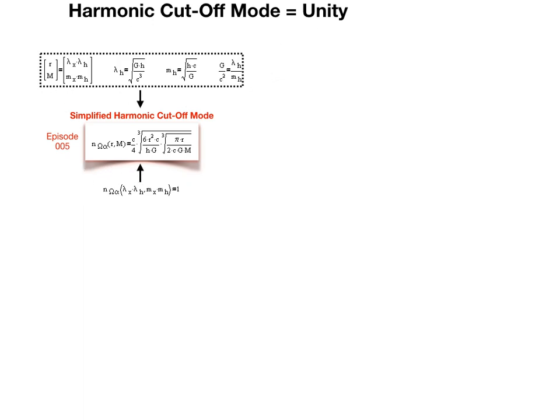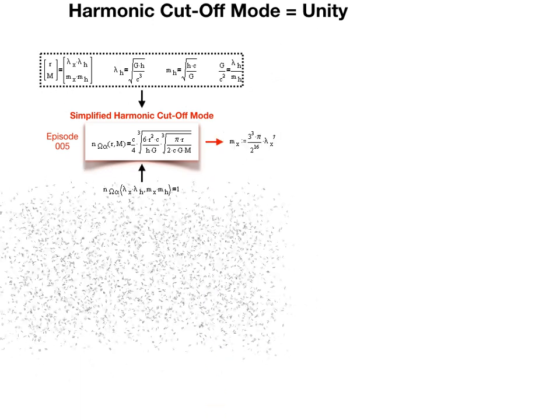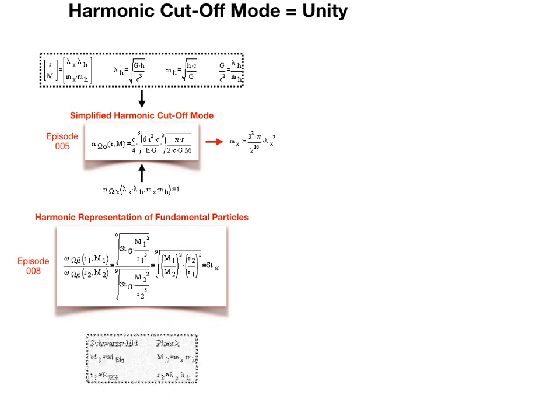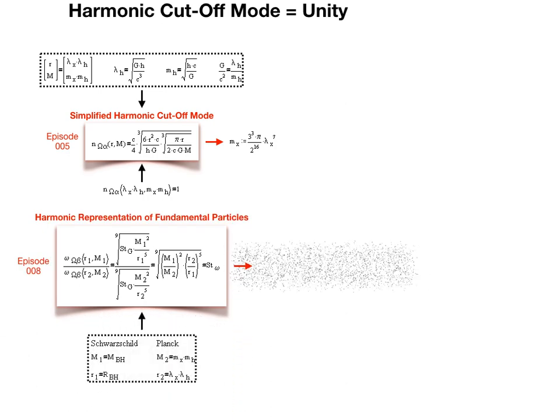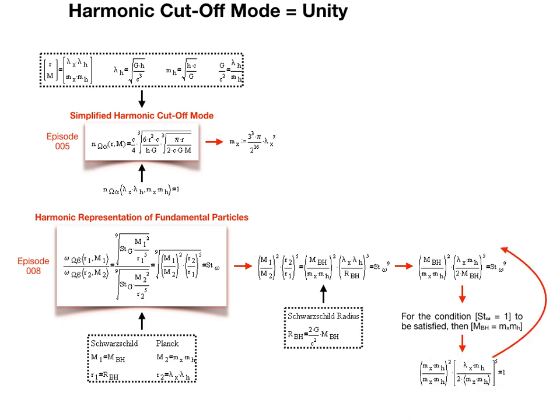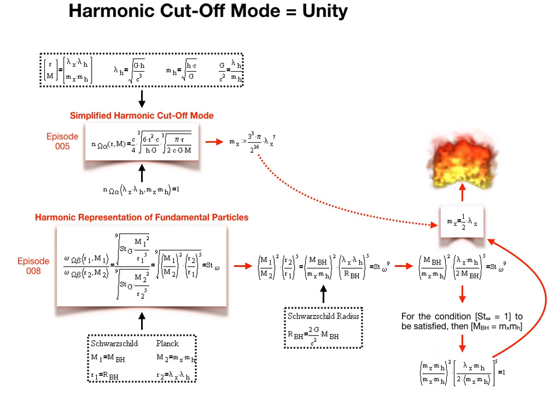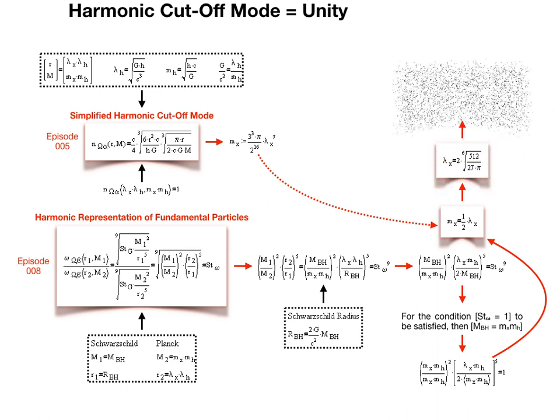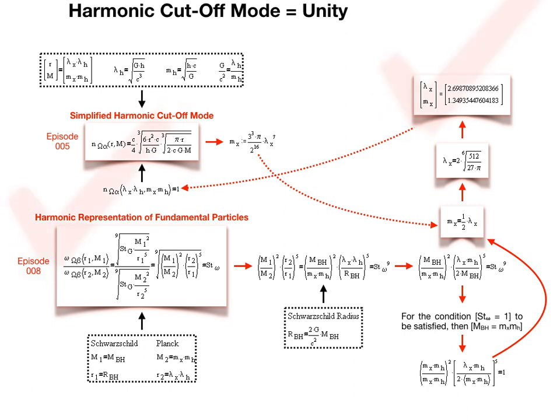Our first objective is to calculate the required dimensions of the primordial sphere discussed on the preceding slide. The process to achieve this is remarkably simple. In fact, the hard work was already completed in episodes 5 and 8. By utilizing the simplified harmonic cutoff mode, and the harmonic representation of fundamental particles, we're able to scale from the Big Bang to the current epoch by utilizing the primordial sphere as our reference particle. Hence, our objective reduces to a simple matter of algebraic substitutions. Verifying that the harmonic cutoff mode equals unity at the Planck scale.